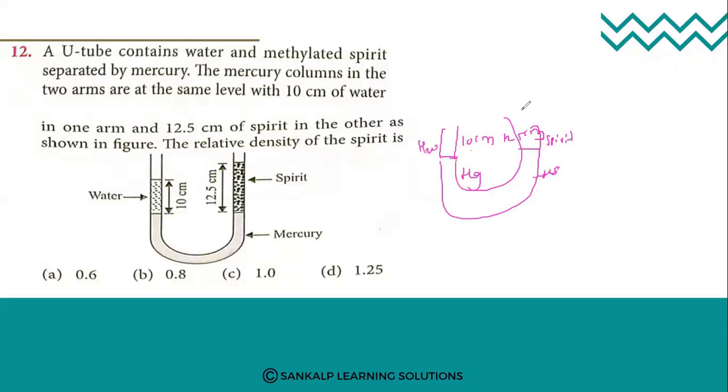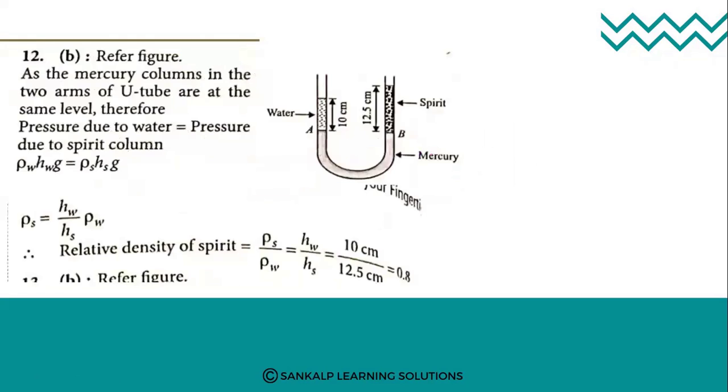Okay, we need to calculate the relative density of the spirit. So why will relative density come? Relative density will come because we have here three liquids. See how to do it. As the mercury columns in the two arms of the U-tube are at the same level, the pressure due to water is equal to the pressure due to the spirit column.